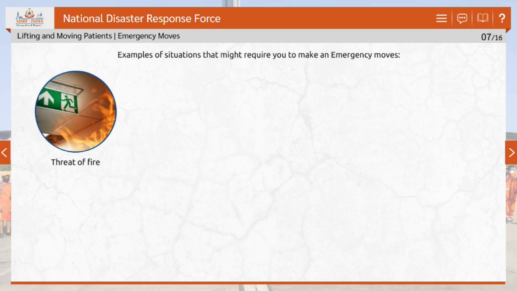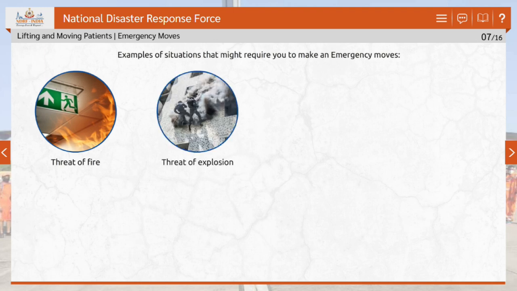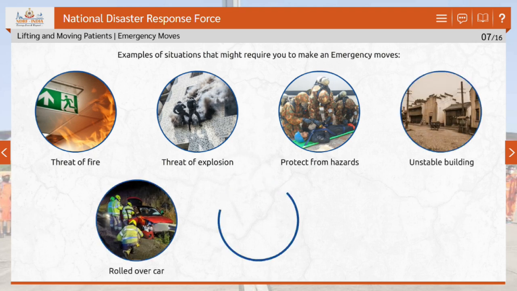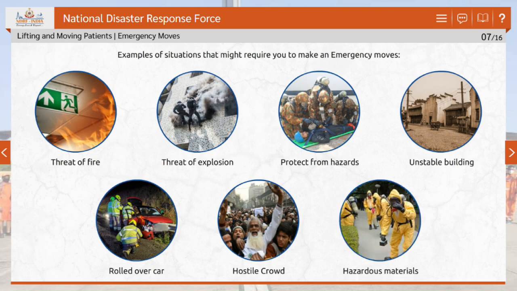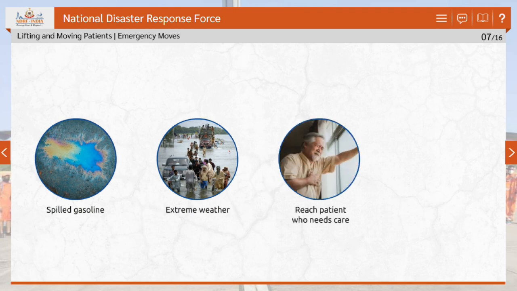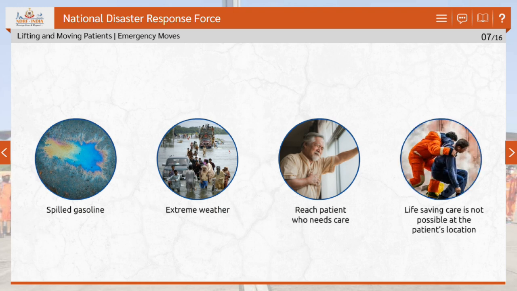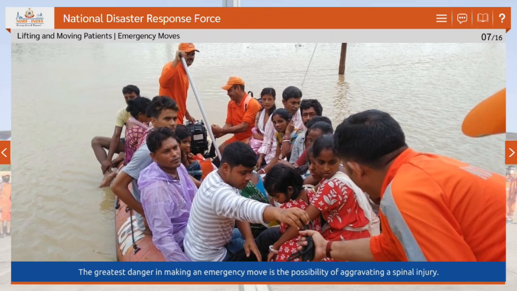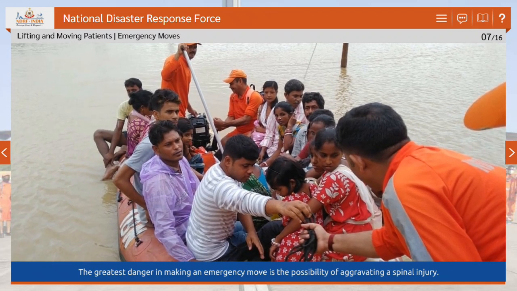great threat to patients and rescuers, explosion or threat of explosion, which is hazardous, inability to protect the patient from hazards at the scene, unstable building, rolled over car, hostile crowd, hazardous materials, spilled gasoline, extreme weather. Emergency moves are also made to gain access to other patients who need care. There is a need to make an emergency move when life-saving care cannot be given due to the patient's location or position. The greatest danger in making an emergency move is the possibility of aggravating a spinal injury.